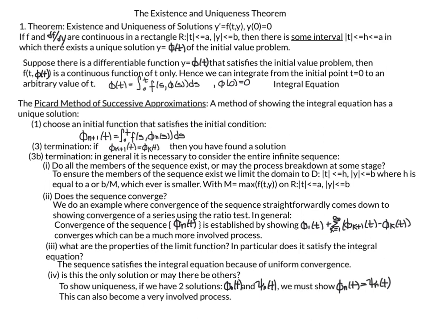We started by showing that if we have two solutions, phi n and psi n, then we must show that phi n is equal to psi n. And this is a general technique for showing uniqueness in mathematics.